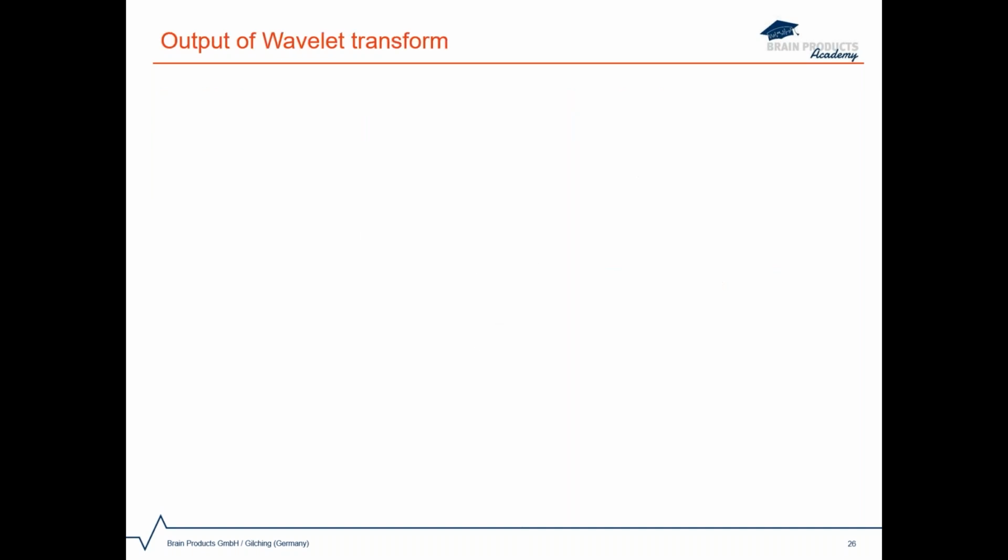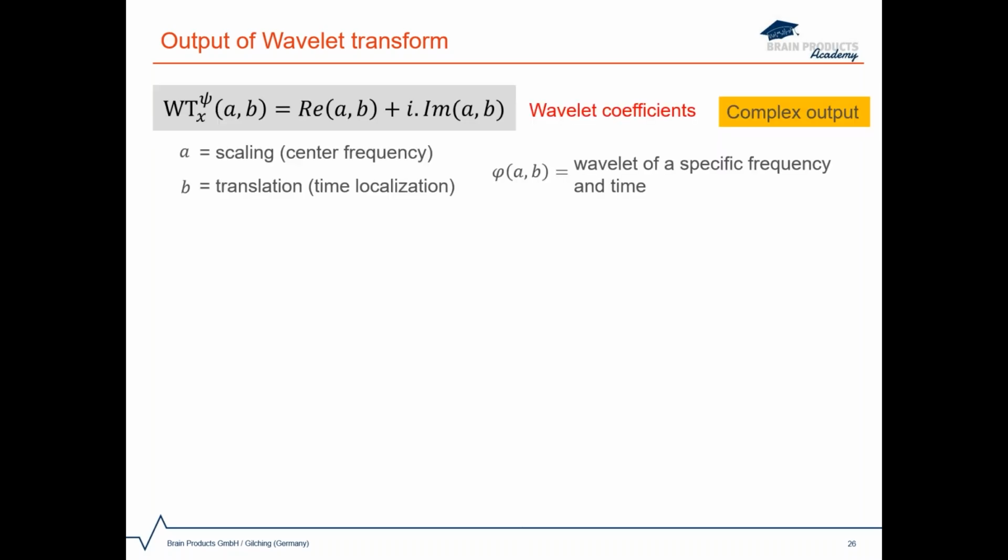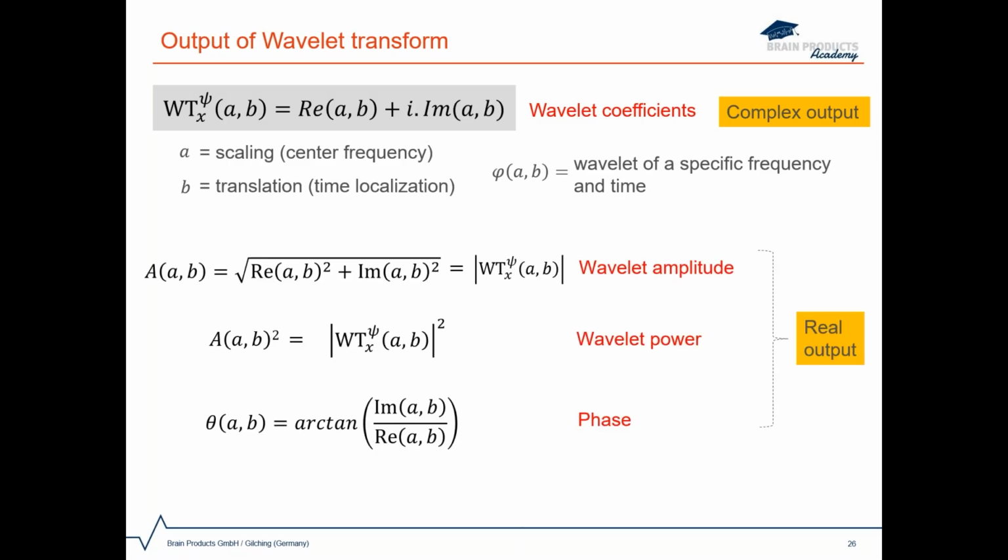Due to complex modulated wavelets, the result of the computation is a complex number per frequency and per time point, which are called wavelet coefficients. Same as FFT, we can compute the amplitude, power, and phase from the wavelet coefficients by the following equations.